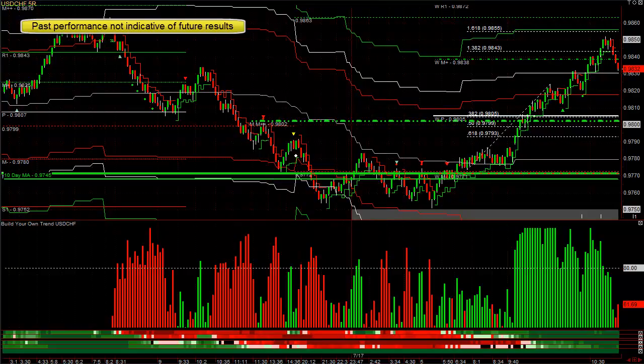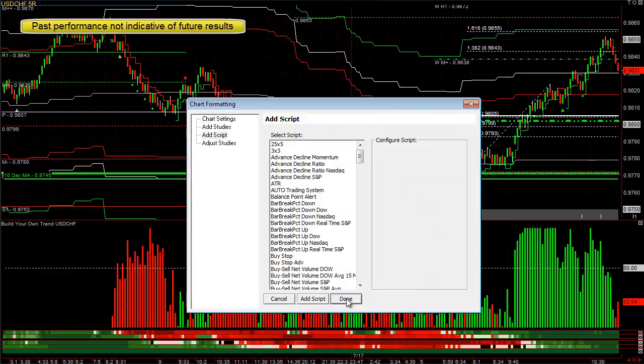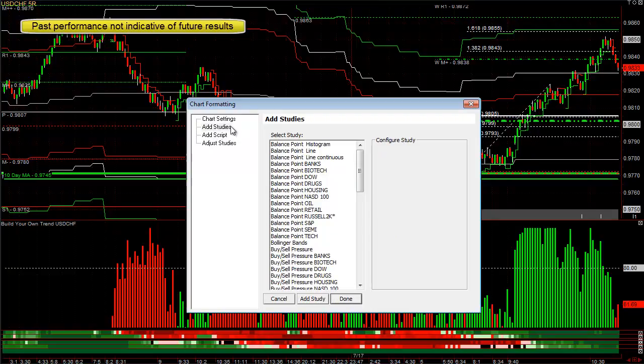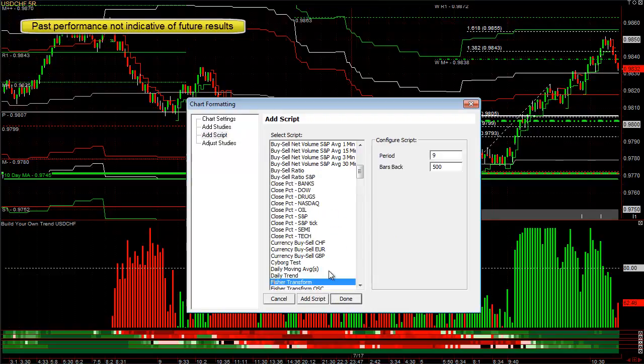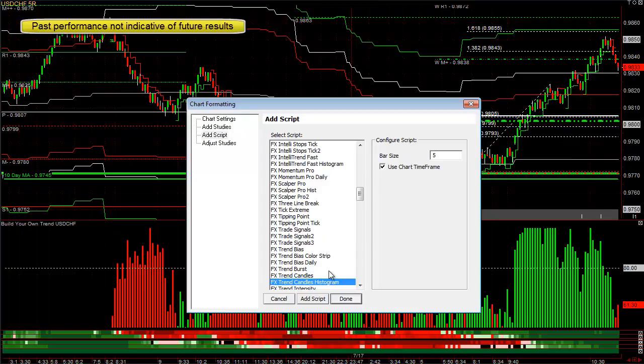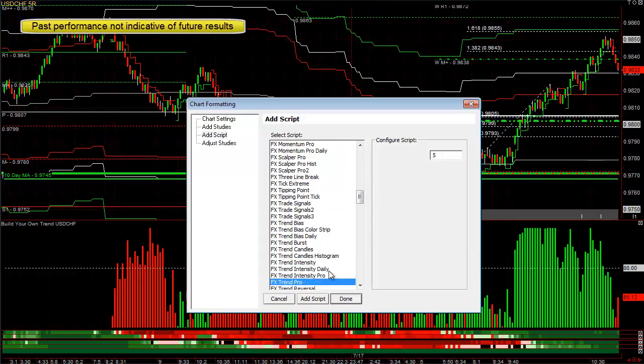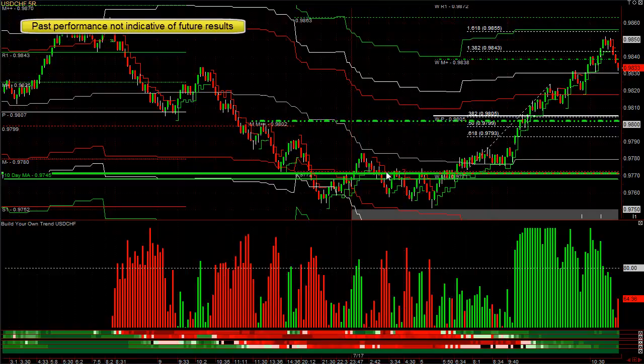Our new release, which we released yesterday, has the new FX trade signals. Let me remove this old one. I've left this running all week. FX trade signals. Oh, for whatever reason I didn't see it. There it is. It has this option, show counter trend. If you don't want to see counter trend, uncheck that, add it to your chart, and you're only going to see trend trades.